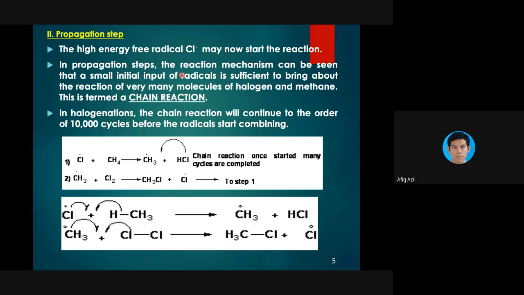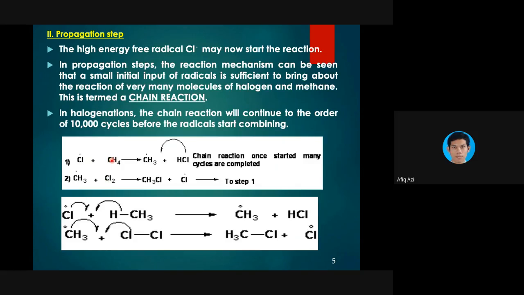So in the propagation steps, the reaction mechanism shows that a small initial input of radicals is sufficient to bring about the reaction of very many molecules of chlorine and methane. So this is what we call a chain reaction. If you look at the mechanism, you have the chlorine free radical and your alkane. What will happen is the chlorine free radical will take one of the hydrogens from the alkane.